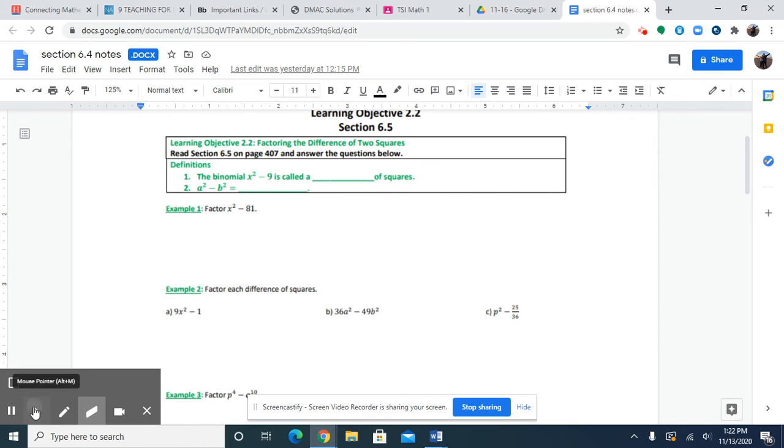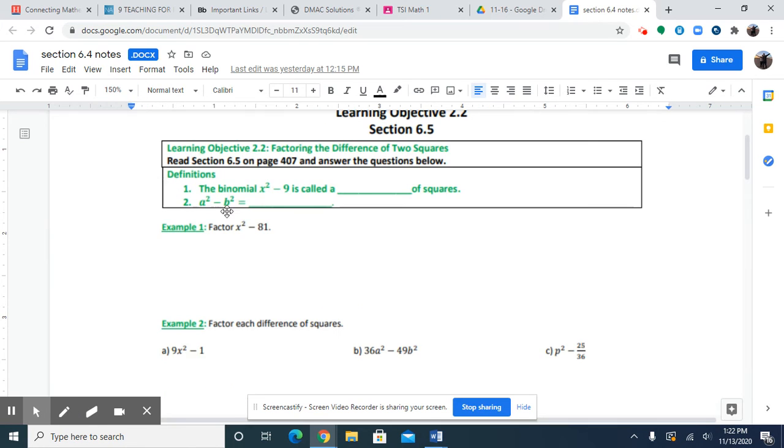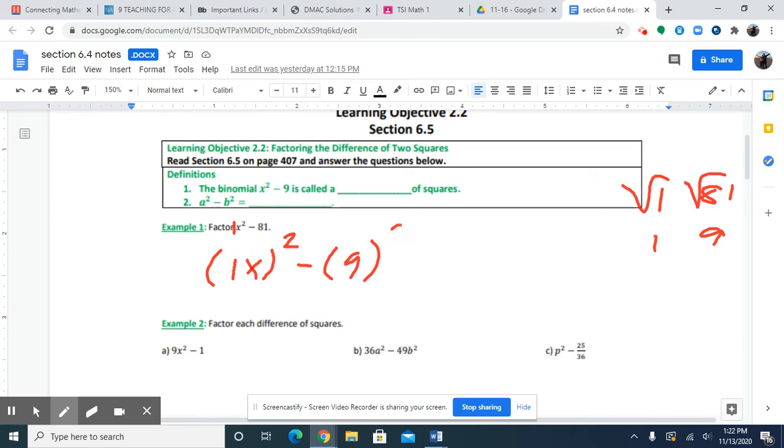Let's look at x squared minus 81. That's our first problem there. If you notice, right in front, we can always assume that there is a 1 in front of x squared. So we have a perfect square where 1 is, which is our 1, and a perfect square which is 81. We take the square roots of those. This is 1 and 9. So we can actually rewrite this as 1x squared minus 9 squared.